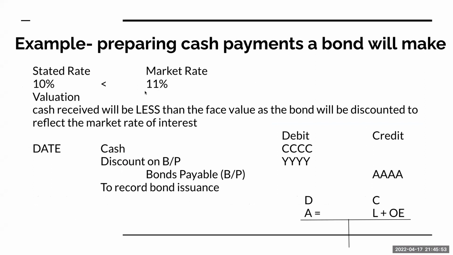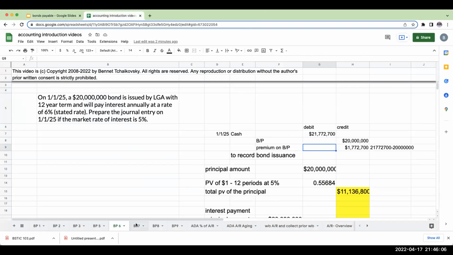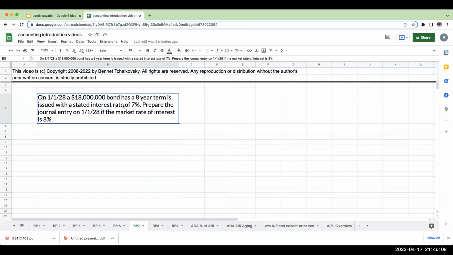So if I have a bond that is being issued at a discount, this is always going to be the journal entry that I'm going to be using, especially for this more simple answer. I see that the stated rate of interest is 7 and the market rate of interest is 8. So this bond is going to be issued at a discount.